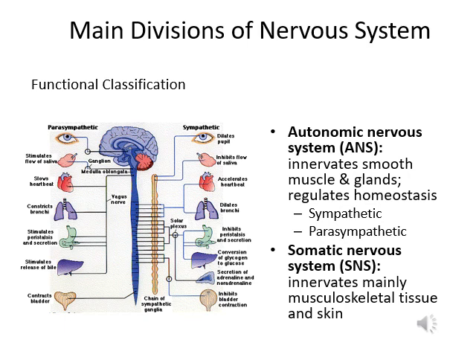The subdivisions of the autonomic nervous system are the sympathetic and parasympathetic nervous systems. We will talk more about it later. The sympathetic nervous system is more about fight or flight. It will help us spend more energy to either run away or fight for something. But our parasympathetic nervous system is more about rest and digest. It will help us restore our body homeostasis. Then we have our somatic nervous system that will innervate mainly the musculoskeletal tissue and skin.